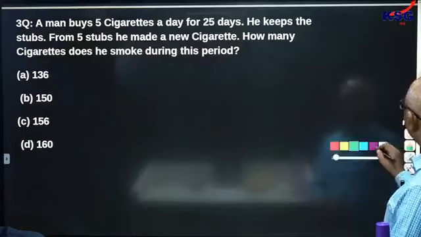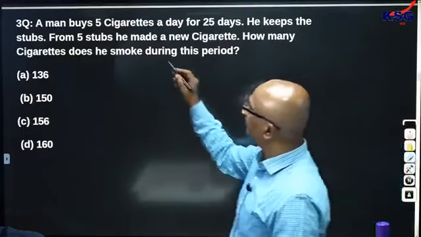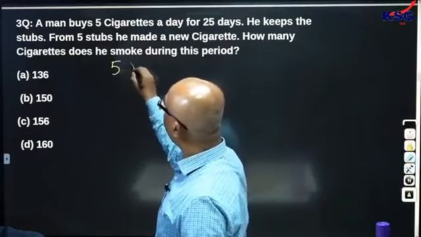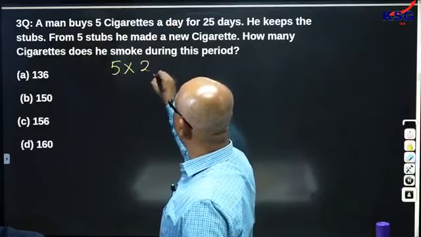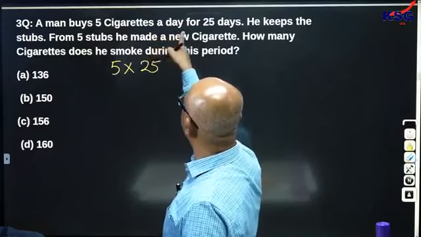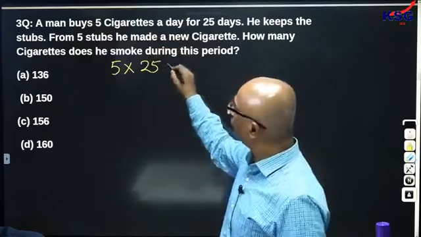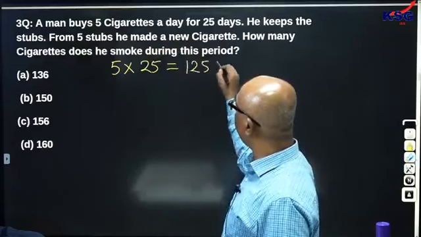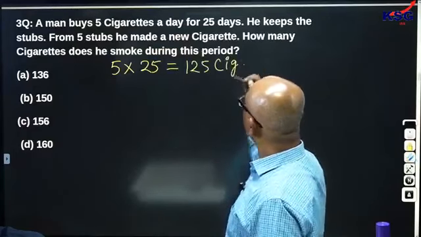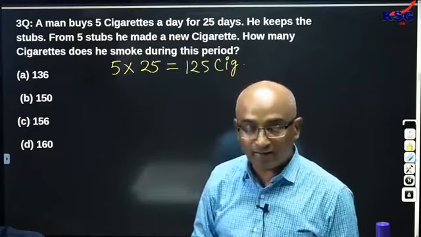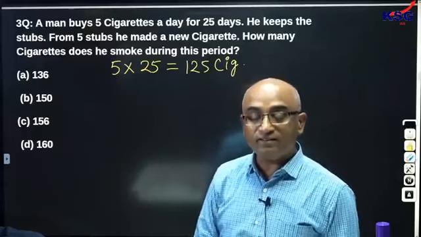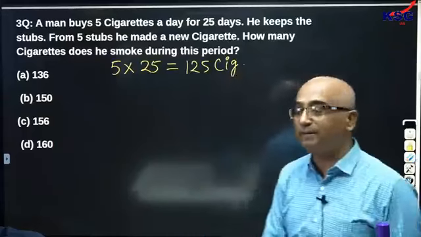See here. See the student now, see this. So a man buys 5 cigarettes a day for 25 days. So 25 5s are 125 cigarettes. So obvious for smoking, okay? So concentrate here now.